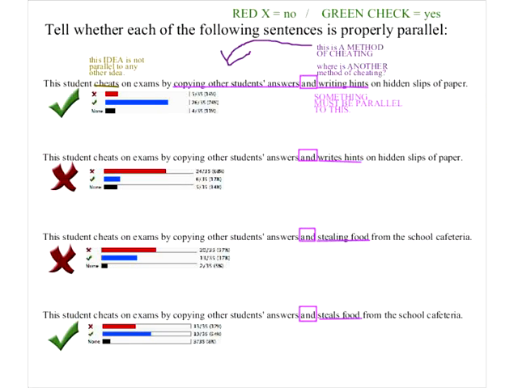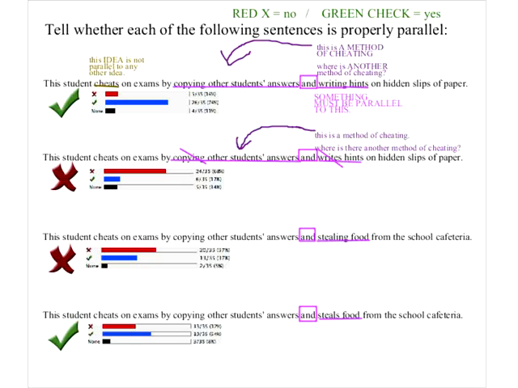Here, same issue, right? We're still asking ourselves, this is a method of cheating. Where is there another method of cheating? So if you ask that, that's this again. But that's a problem, because these are not parallel. Copying, right. So those don't have the same format no matter what.